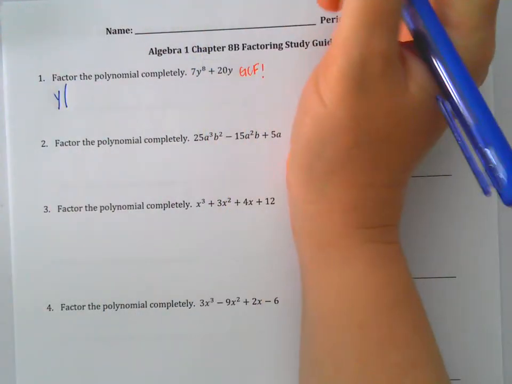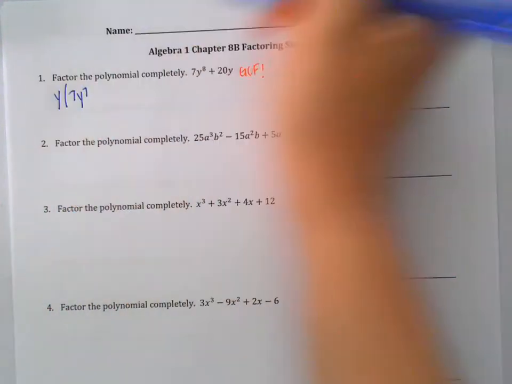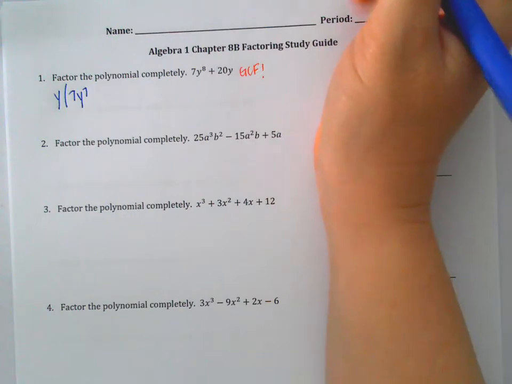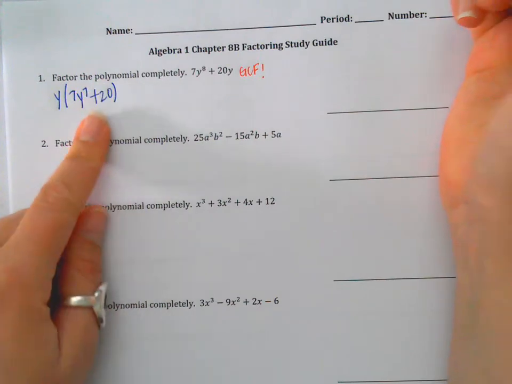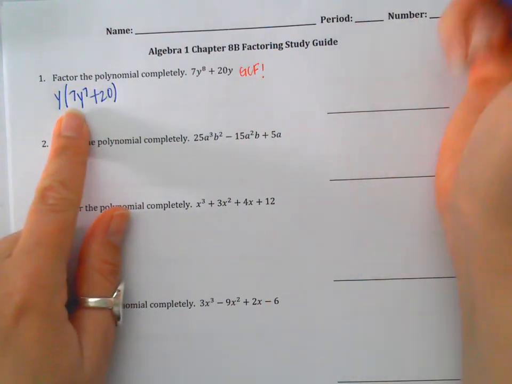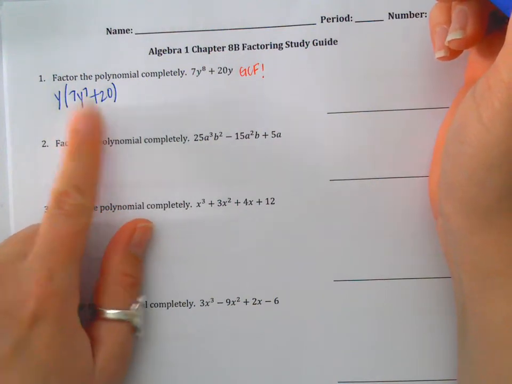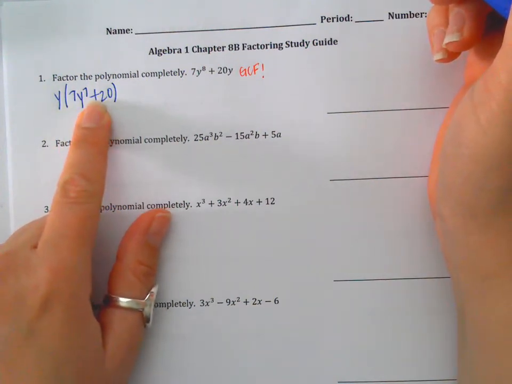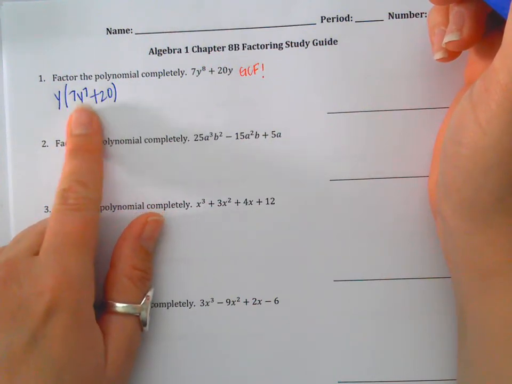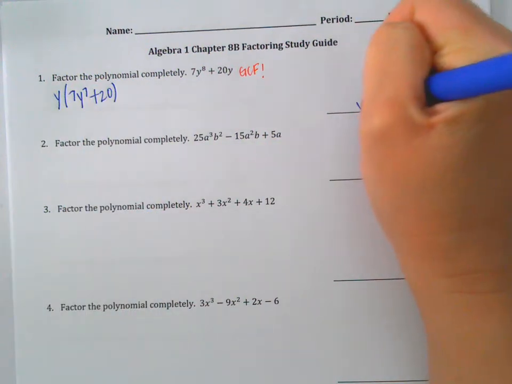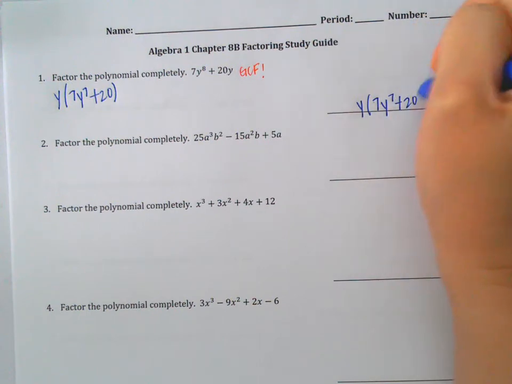7y to the 8th divided by y gets me 7y to the 7th. And then 20y divided by y gets me 20. So that's my final answer. Before I rewrite this, I would think, is there anything more I can do? Again, it's not subtracting, so we can't think difference of squares, and these both aren't perfect squares. There's not another GCF, so that is my final answer: y times 7y to the 7th plus 20.